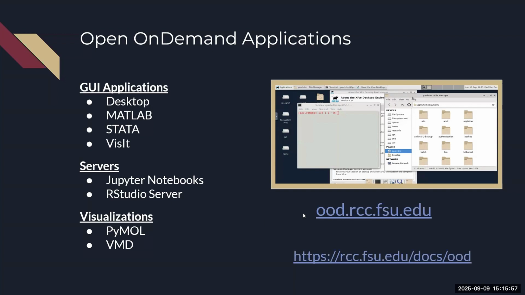So for those that are here, you might have already gone to ood.rcc.fsu.edu. We have a couple different URLs that lead to the same place, but this is our link for Open OnDemand. And then we have additional documentation if you are curious about all of the software that we have or any recommendations that we have in terms of resource allocation. So let's see.